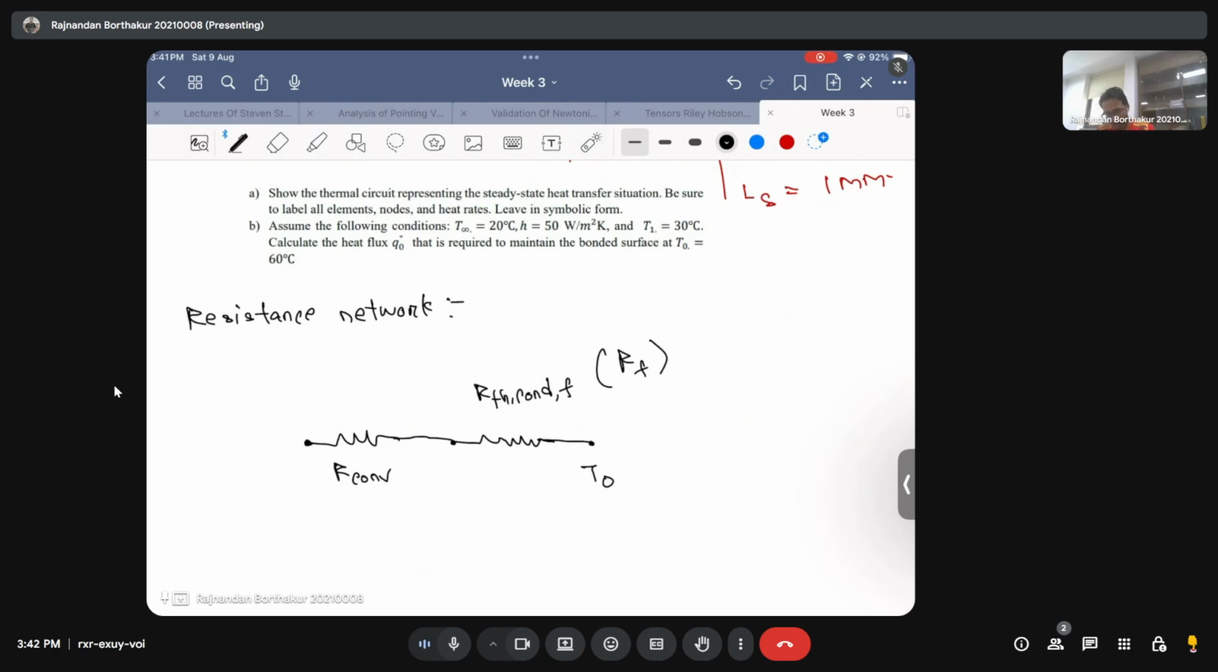Okay, so this is your RF, which is the conduction resistance of the film, and this is your convection resistance that exists due to the temperature difference between the interface of the film and the ambient air. Okay, and finally this temperature node is going to be T infinity.